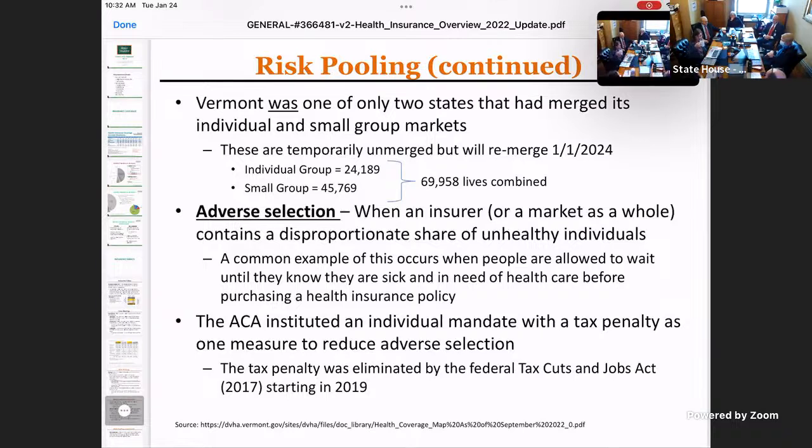Another fundamental concept to insurance pooling is this concept of adverse selection. Essentially, because you have insurers competing against each other, each insurer has its own pool. Adverse selection is when an insurer or a market as a whole contains a disproportionate share of unhealthy individuals. An example might be when people are allowed to wait until they're sick and need healthcare. Again, the idea that the healthy are paying for the unhealthy.